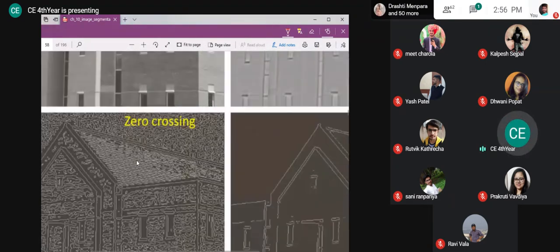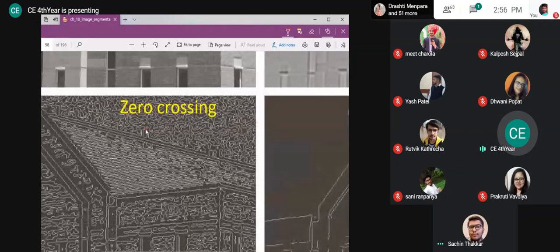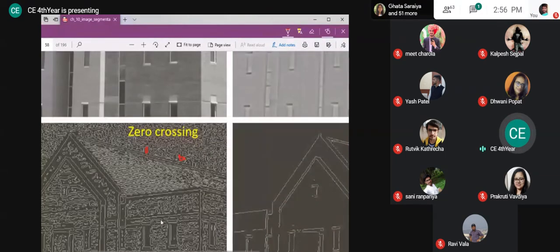See, if I'm not applying zero crossing, this type of loops I can see. This is what gives the spaghetti effect, because if you see, your image will look like a dish of spaghetti, right? So here you can see the loops are identified, but I don't want loops. I want a single line here.